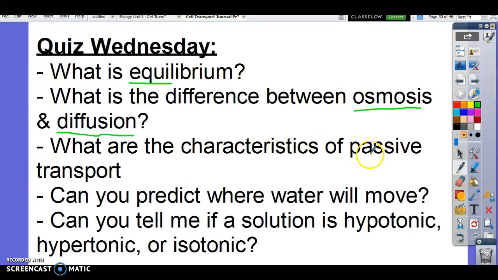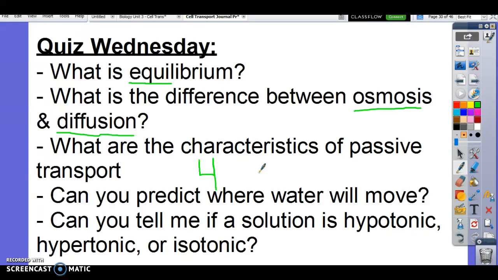What are the characteristics of passive transport? We wrote down 4 things about passive transport. Anyone remember, it always goes from what concentration to what concentration? That's one of them. It goes from high concentration to low concentration. So you need to know that, from where there's a lot, high concentration, to where there's a little.